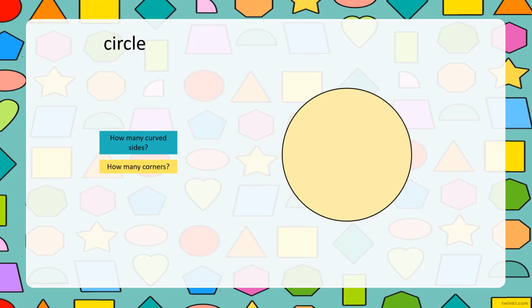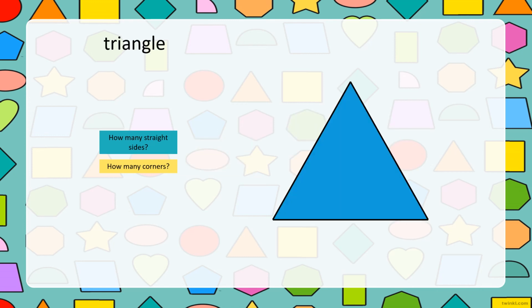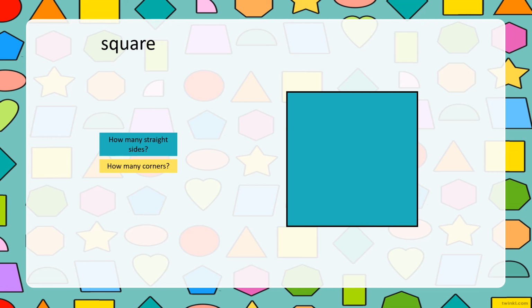Here is a circle. How many curved sides? How many corners? 1 curved side, 0 corners. What about this triangle? How many straight sides can you see? 3 straight sides. How many corners? 3 corners. What shape have we got here? It's a square. How many straight sides? 4 straight sides, and each side is of equal length. How many corners can we see? 4 corners. Remember, this square is a regular quadrilateral.